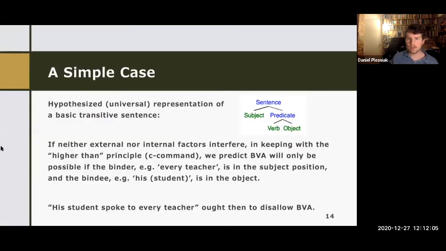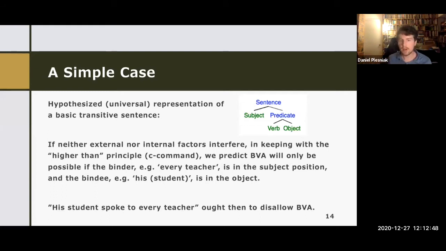So we're gonna look at a very simple and straightforward case. If we think of a basic transitive sentence, it has a subject, a verb, and an object. We hypothesize that those sentences correspond to this structure here, one where crucially the verb and the object are grouped together to the exclusion of the subject. And in terms of C-command, that means that the subject C-commands the object and everything inside the object. And thus his, if the object is something like his student. So if we have every teacher spoke to his student, every teacher is the subject, his student is the object, every teacher C-commands his, BVA should in principle be available.